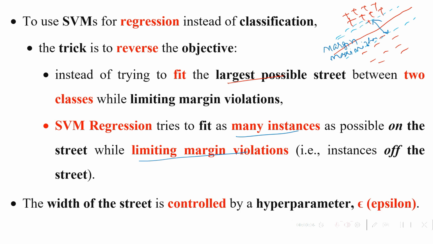The width of the street is controlled by one hyperparameter, called epsilon. With the help of epsilon, we are going to increase or decrease the margin space, and also include more instances within the margin. That is the major requirement of regression.